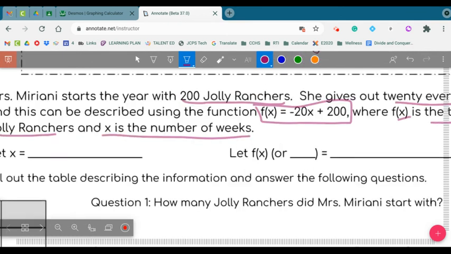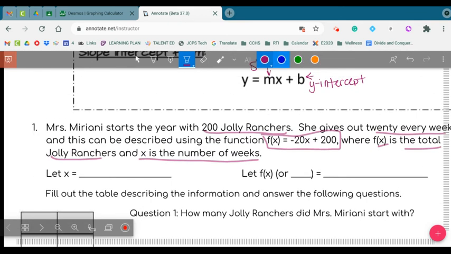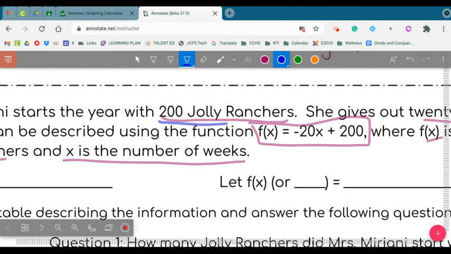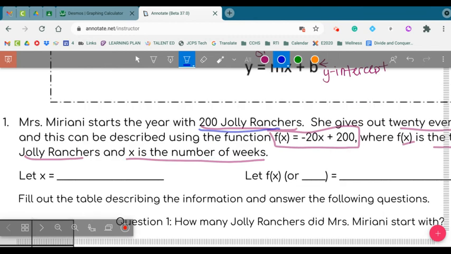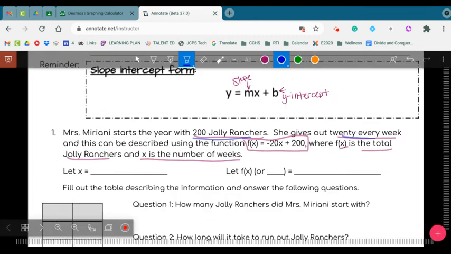Okay, let's read through this again. So Mrs. Mariani starts the year with 200 Jolly Ranchers, and she gives away 20 every week. They give us our function, which is f of x equals negative 20x plus 200. Just remember, f of x and y are the same thing. f of x is our total number of Jolly Ranchers, and x is the number of weeks.